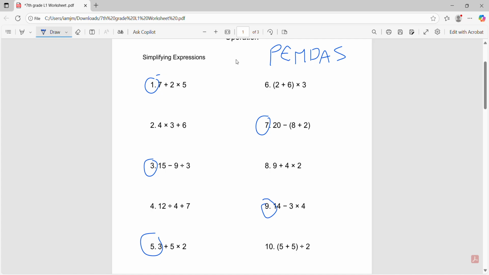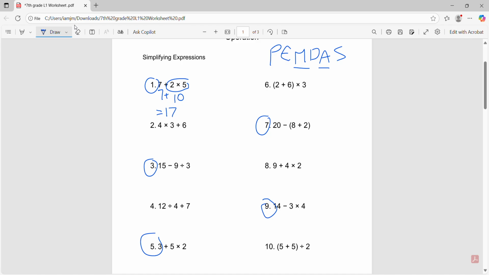PEMDAS. 7 plus 2 times 5. As explained, multiplication comes way before addition. So what should we be solving first? You're right, the multiplication part. According to PEMDAS, we should be solving 2 times 5 first. So it would be 7, and 2 times 5 equals 10. So 7 plus 10 equals 17. We got our first PEMDAS order of operations expression correct. Let's move on to our next question.